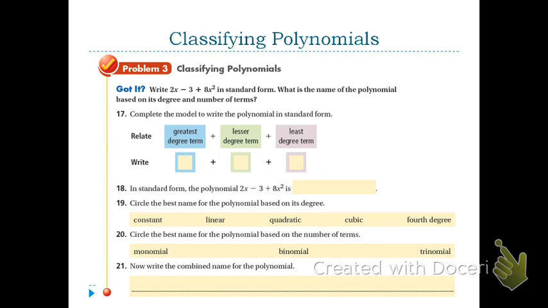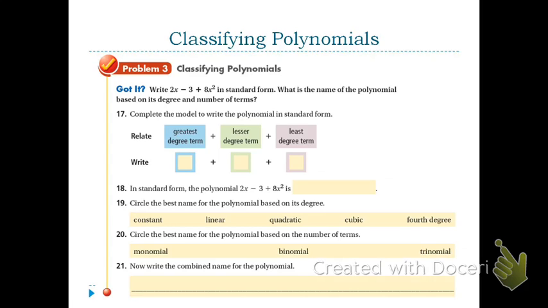So classifying polynomials. To classify them, you first have to find the greatest degree of the term. So you find the term with the highest exponent to find out the highest degree, plus the least degree term. So just a second, we'll write those down.